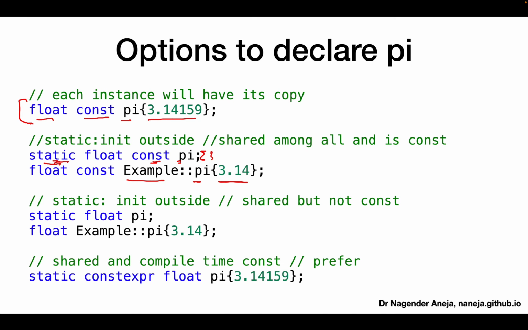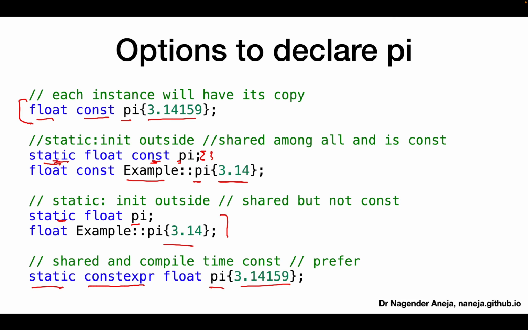So that's another method: we declare pi as static and then give the value outside the class. The third is that we say it's not constant but it's static. We just say static and pi, and then we give the value. This indicates that it's static and shared by all, but it's not constant, meaning the value can be changed. Or this is another method, where inside the class we say this is pi, its value is this, and it's a constant expression, and it's static.